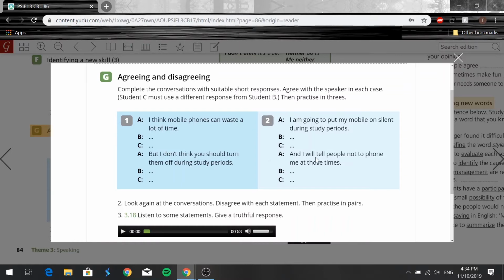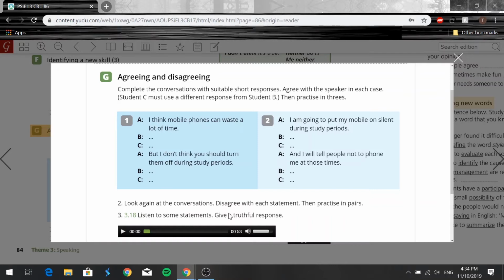Okay. And I will tell people not to phone me at those times. B could say, I will too. And C could also say, so will I. Okay? So B has never said anything that is the exact same as C, or the opposite. Okay? So, yeah. Now let's look again at the conversations.